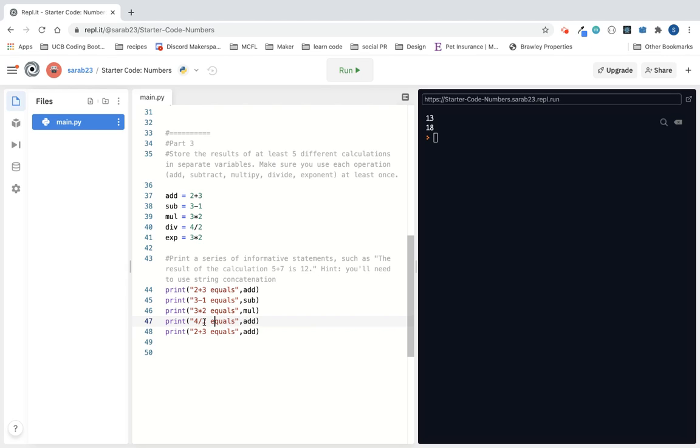4 divided by 2, divide, and 3 to the power of 2. There we go, is exponent. Now let's print that, see what I get.